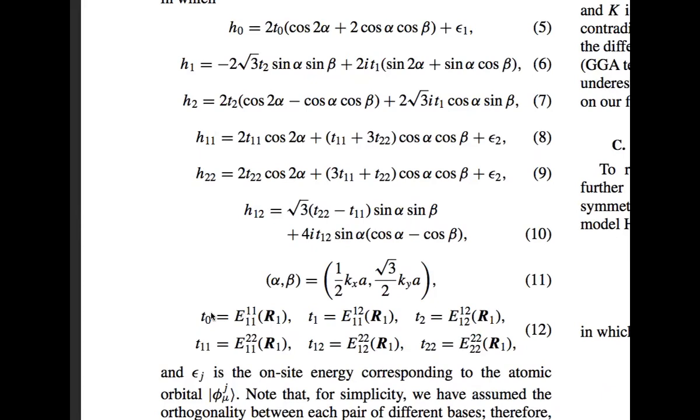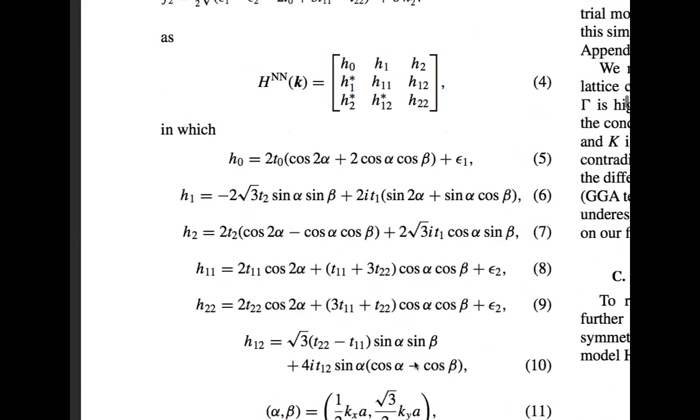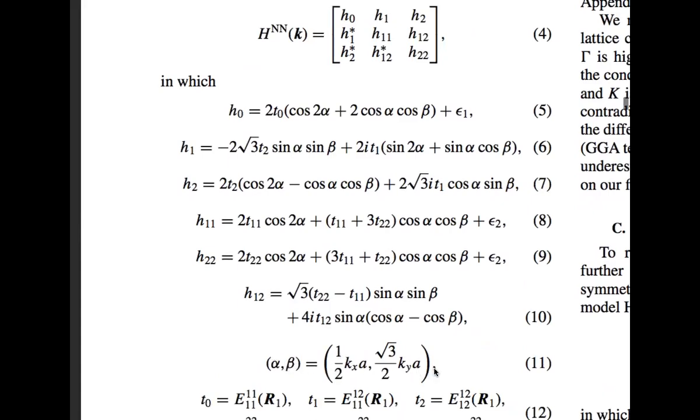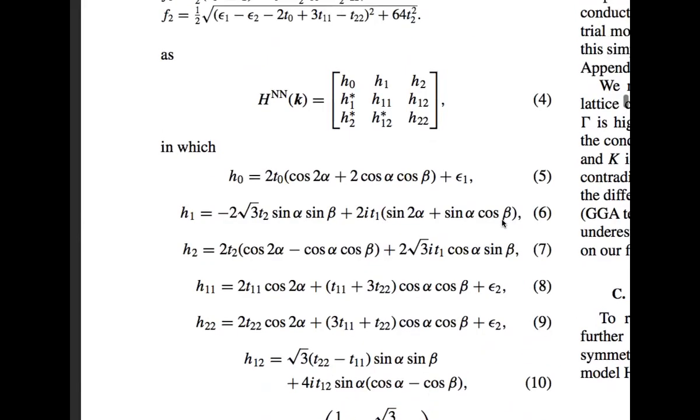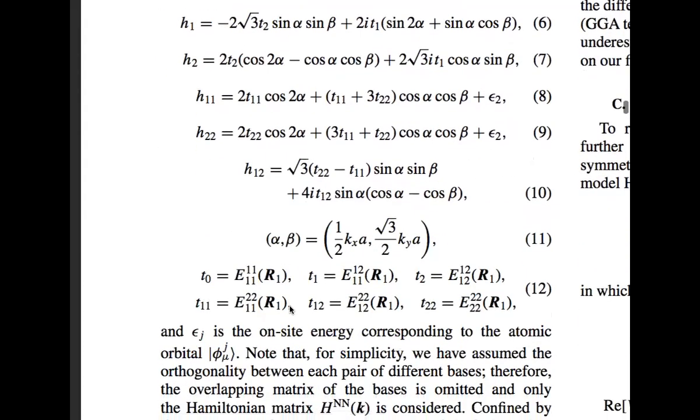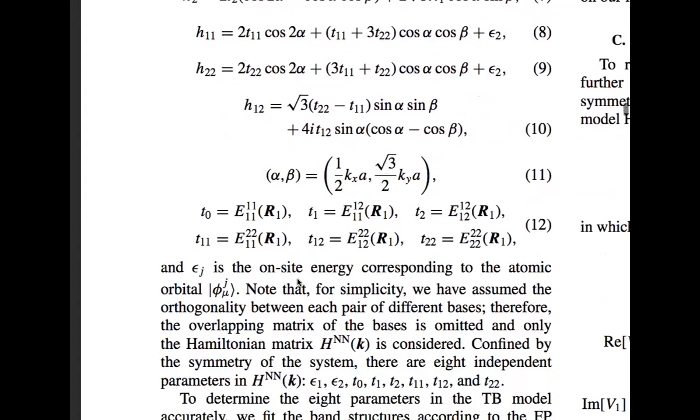Once you calculate this hopping energy, then these are the results of how they calculate it. So this alpha and beta are just the vector, these are the K, our general K over the whole Brillouin zone. These are basically the result they got. So these are all going to be used as fitting parameters to fit the DFT result.